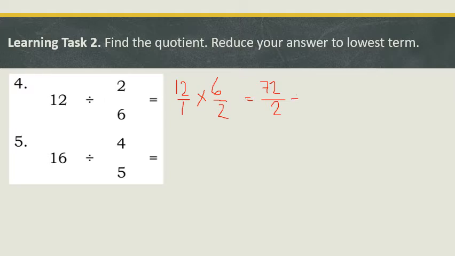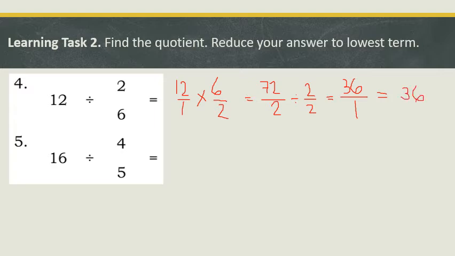So, di-divide natin to both numerator and denominator sa 2. So, magiging 72 divided by 2 is 36. 2 divided by 2 is 1. So, ang 36/1 ay equivalent sa 36.